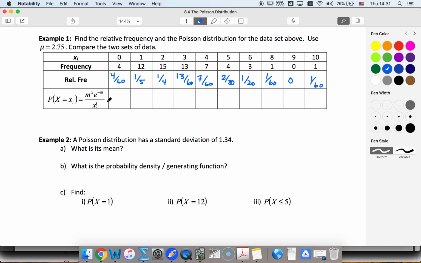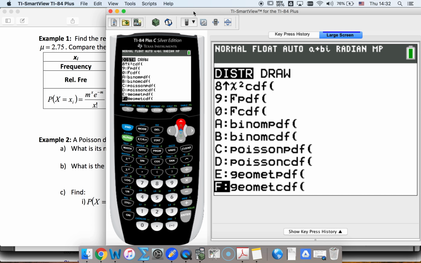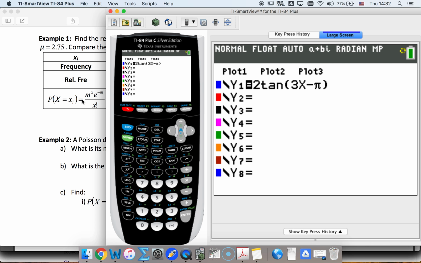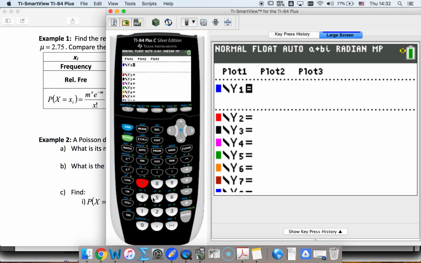So now if I apply a Poisson distribution to this, I could calculate each of these, and I've got two ways that I can do it. One way is I can go into my y equals and just put in this formula. So my mean was 2.75. So I'll have 2.75 raised to the x power, and then e raised to the negative 2.75, and my denominator is x factorial. I can find that over here.